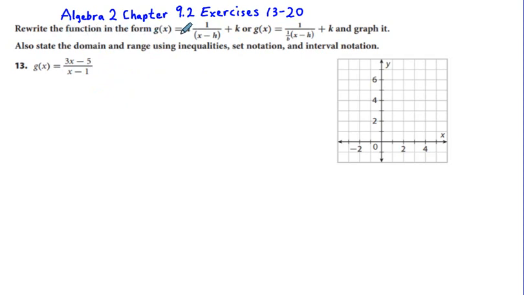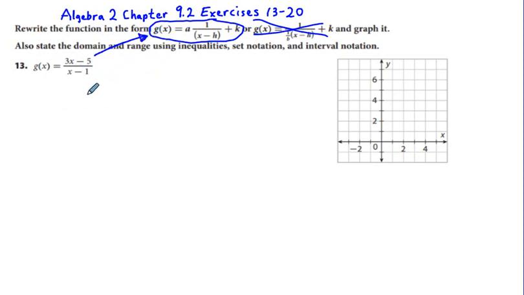So we're going to rewrite the function in the form g of x equals a times quantity x minus h plus k, and it gives you an option of the 1 over b method, but we're going to stick with the a method, as opposed to this one here, just because I think that this first method is easier to work with. So the first thing we're going to do is get this function g of x equals 3x minus 5 over x minus 1. This is a quotient of two functions, and we're going to get this in what we call standard form, which would be like this first form mentioned here.